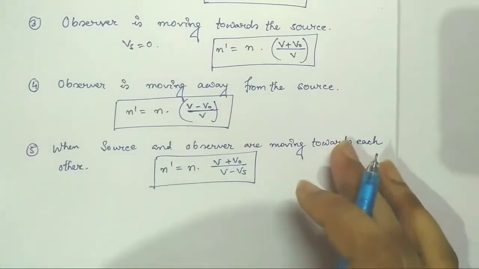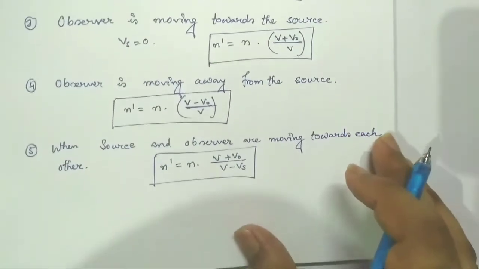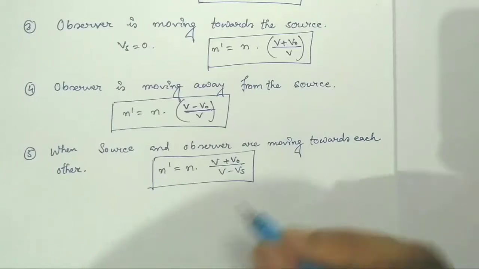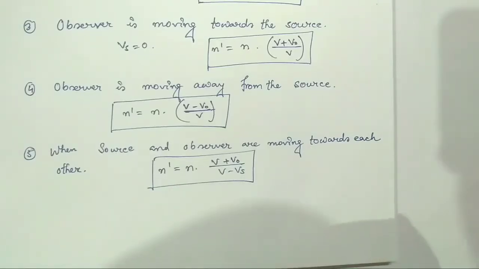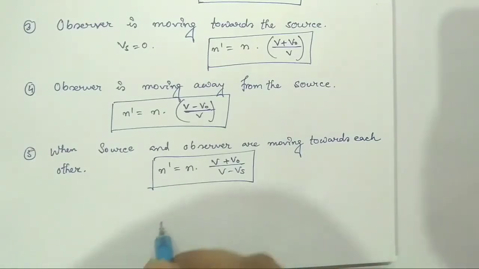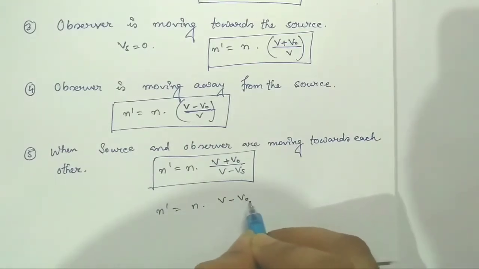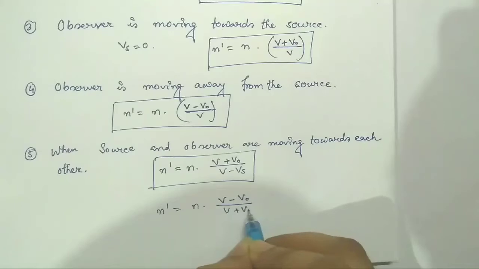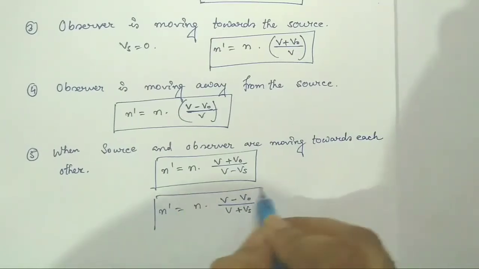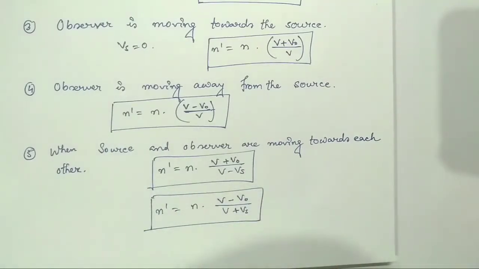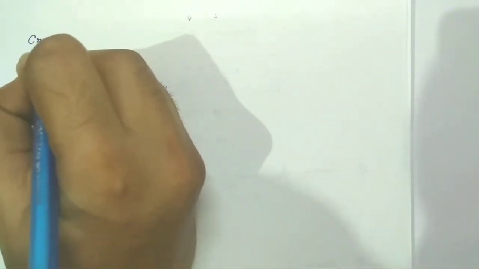And the sixth case will be the source and observer are moving away from each other. In that case, we will consider the lower sign. Then n prime equal to n into (V minus V0) divided by (V plus Vs), terms being usual.